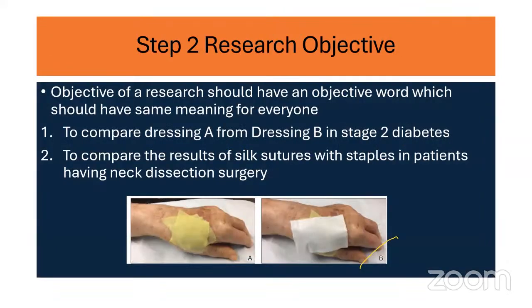So research objectives. I'll give you an example of some research objectives here. Objective of a research should have an objective word which should have some meaning for everyone. Let's suppose there are two types of dressings. Okay, we have a dressing here and we have a dressing here. Dressing itself needs to be elaborated, defined, and calculated. What is dressing A? For me, dressing A might be something else, for other people, dressing B. So this comes in operational definition, as in what is confidence.